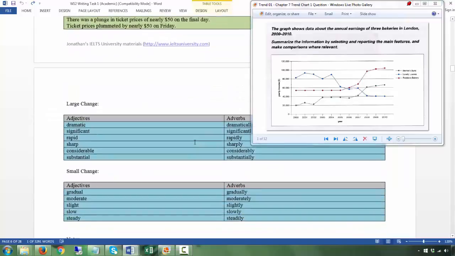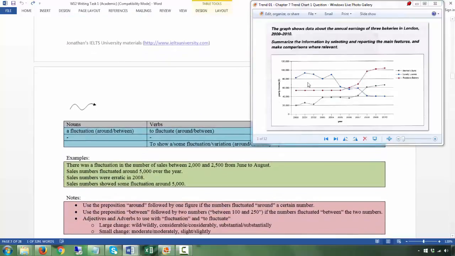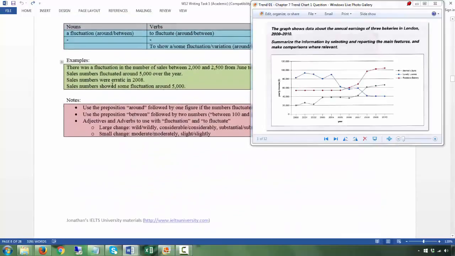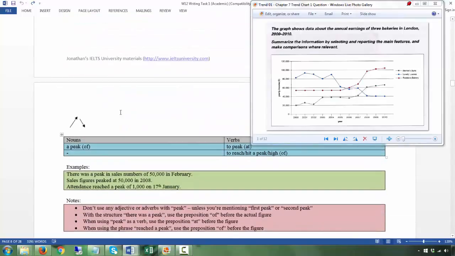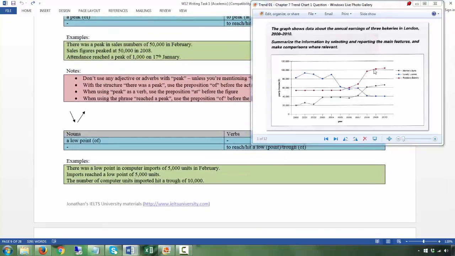Now this is where I'll use fluctuation. I wouldn't go, oh, it increased, then after it decreased. Remember, it's too detailed. So I'll just go, it fluctuated in the first 4 years or something like that. So from here to here. Okay, next one. You can read all this again. These are examples also. A peak, noun, verb to peak. A low point. This, you don't really have it here.